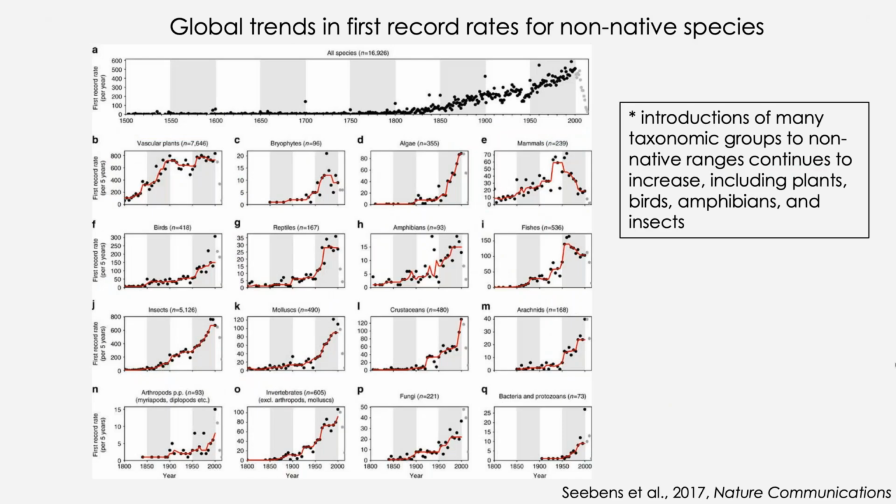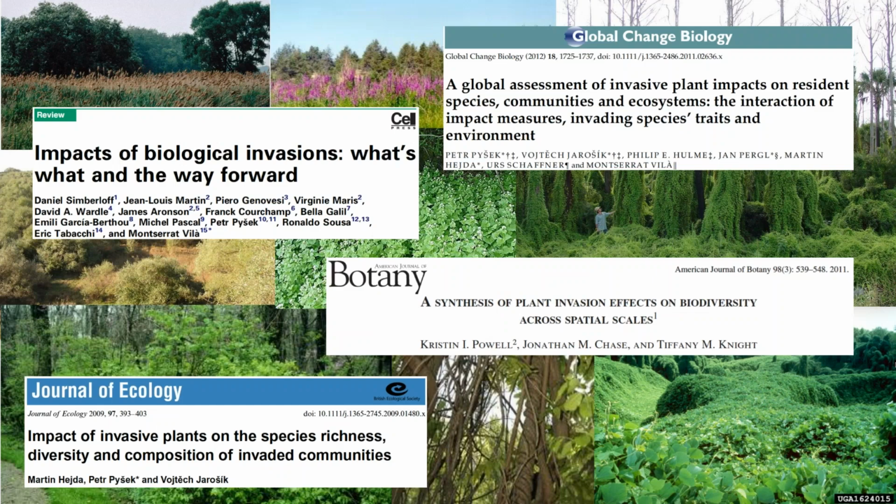At the same time, there's no indication that the rate of introduction of species is slowing down. And so in this paper, they reported that for many taxonomic groups, the first record of non-native species in a new range, including plants and birds, amphibians, and insects, continues to increase. What we are getting a pretty good handle on at this point is the impacts that invaders are having. And so over the last 5 or 10 years, we've had a number of really nice meta-analyses and syntheses and reviews documenting the ecological and sometimes the economic impacts of plant invaders.